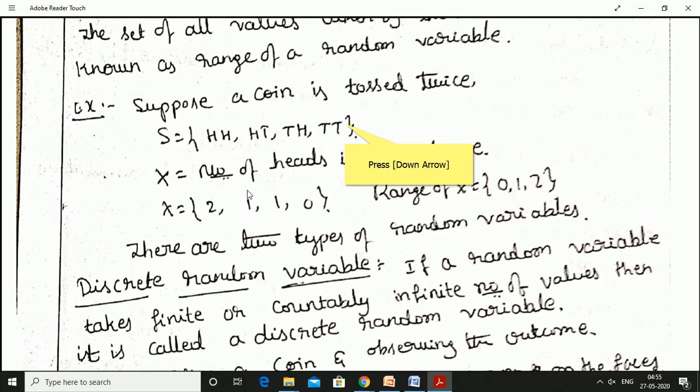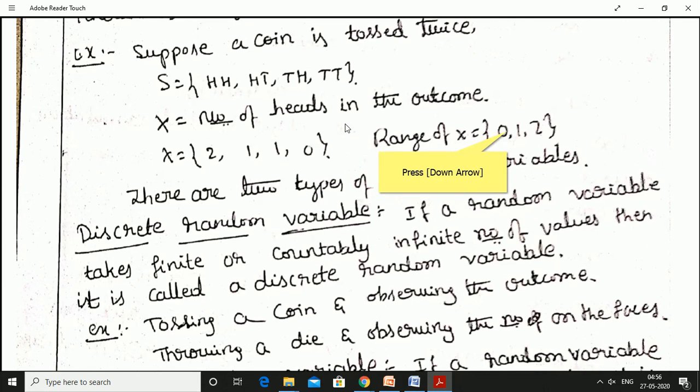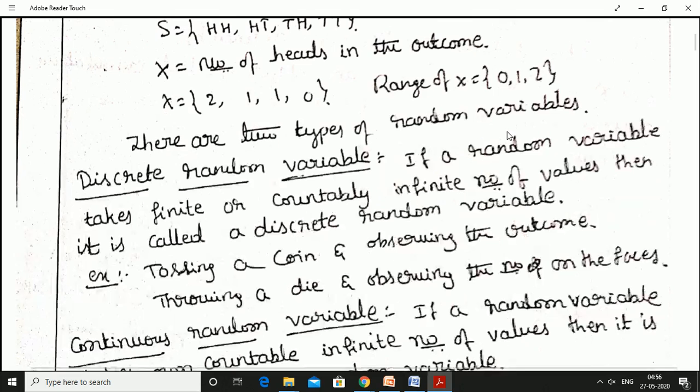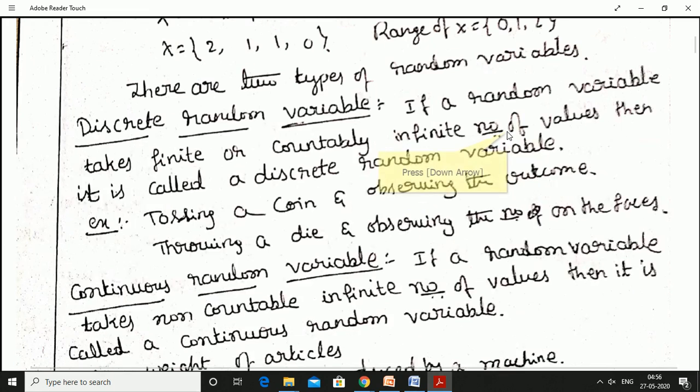One is the discrete random variable, another is continuous random variable. If a random variable takes finite or countably infinite number of values, then it is called discrete random variable. Otherwise, it is known as the continuous random variable. If the range of the random variable is finite, then it is known as discrete random variable. Otherwise, if the range of the random variable is non-countably infinite, then it is known as continuous random variable.